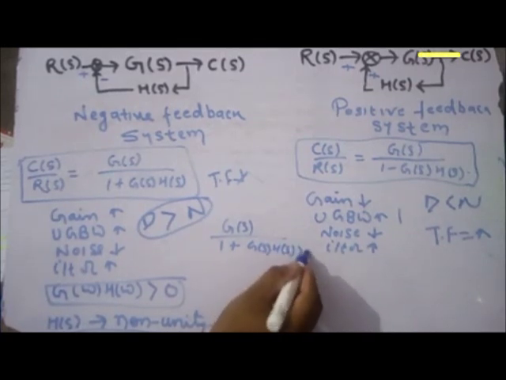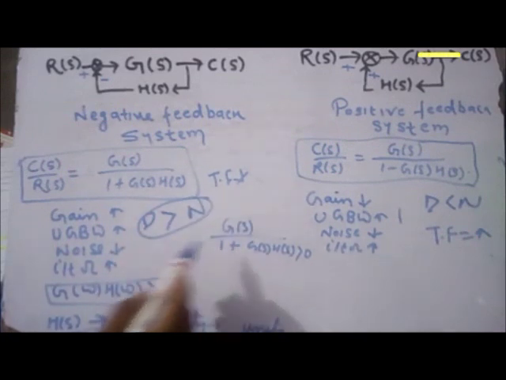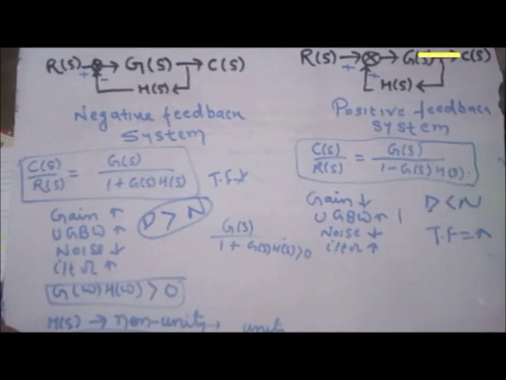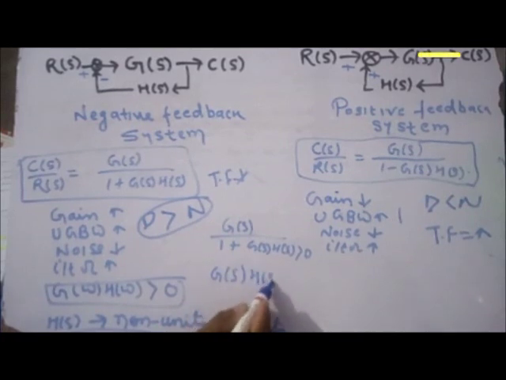unity feedback systems. So for finding the steady state error, we have to convert the non-unity feedback system into a unity feedback system, which will be done only when G(s)H(s) is greater than 0. This is the condition for converting a non-unity to a unity feedback system.